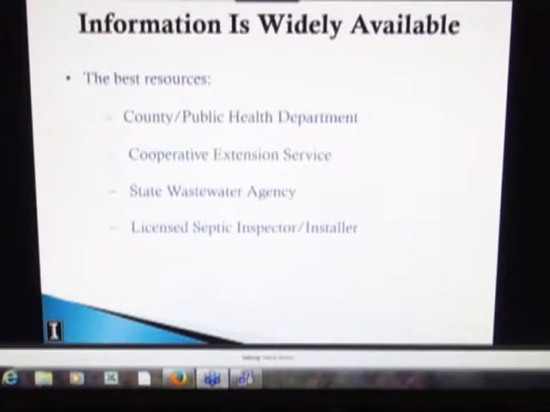Other resources are your Co-op Extension Service and your state wastewater agency, whoever that might be. In Illinois, it's IEPA. And then also your licensed septic installer and inspector. Those folks are who can give you the best information, especially locally. They know what your unique situation is as far as the geology of the area, what's acceptable, and what the local rules are. And so those are the folks you should rely on.